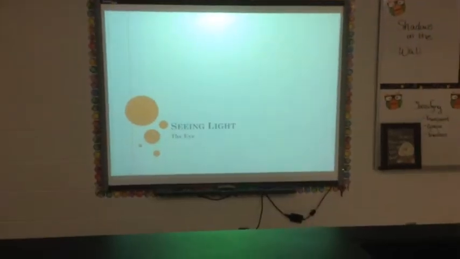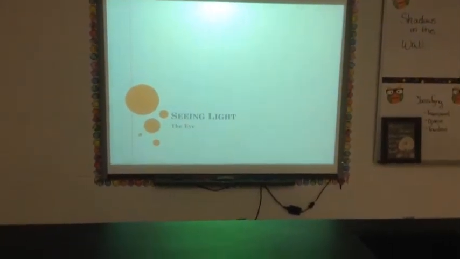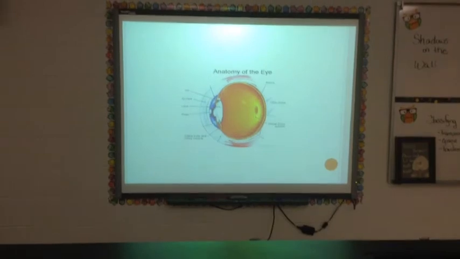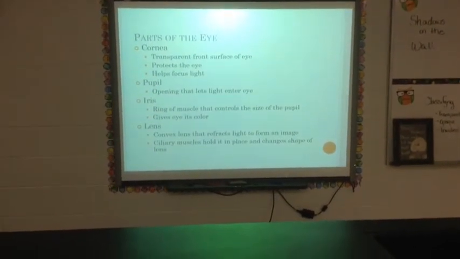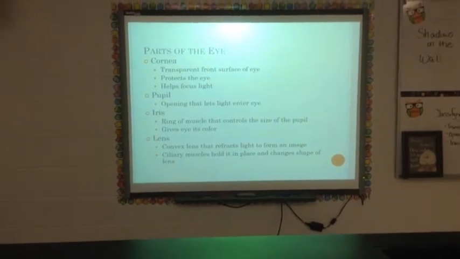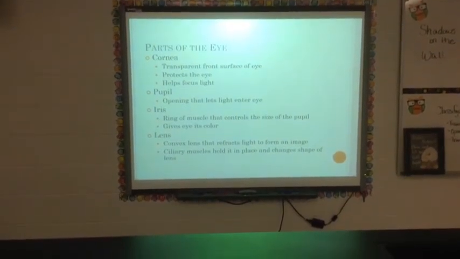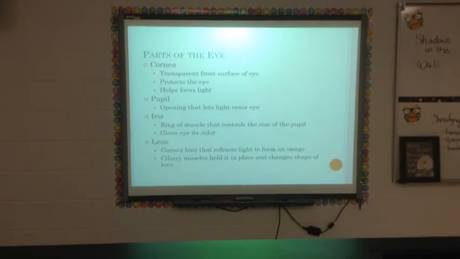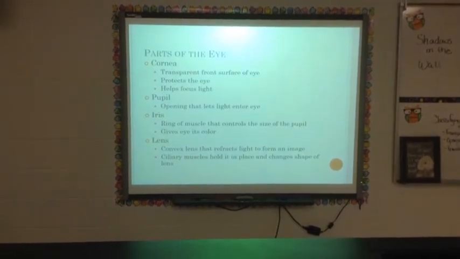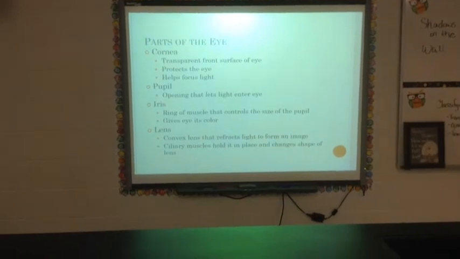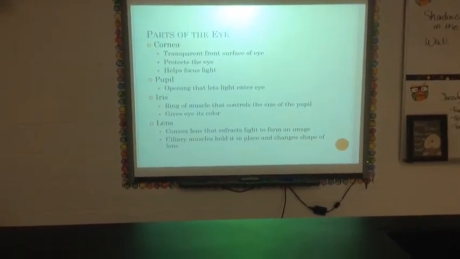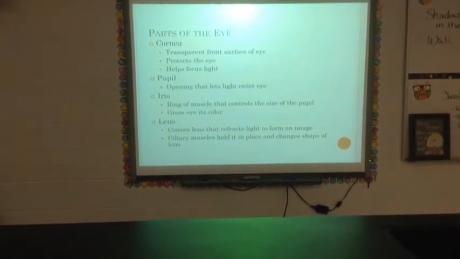Now let's talk a little about how we actually see the light through our eyes. You first have the cornea, and that's that clear front surface of the eye. This helps to protect the eye, and it helps focus the light in. Next is your pupil, and that's the black part of your eye. That's actually an opening, and that opening is what allows the light to enter. And around that opening, you have the iris.